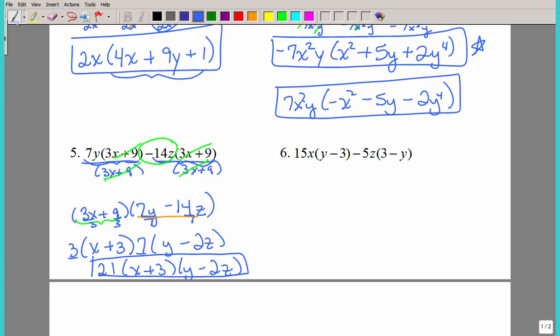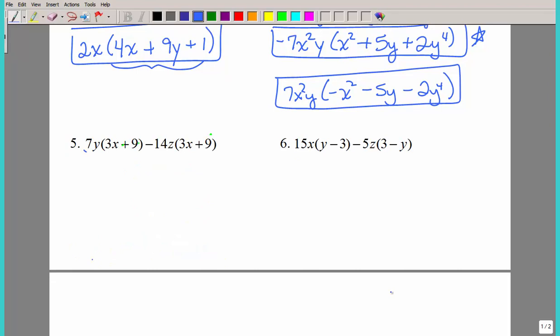So that's one way to work that problem. Could we work that another way? Let's see if we can work number 5 by not just taking out the 3x plus 9, which is obviously in common. Let's see if we can take out the whole greatest common factor. All right, so let's start.